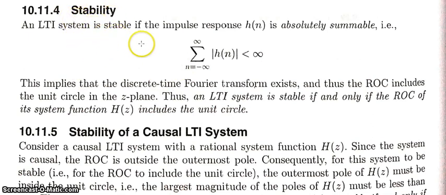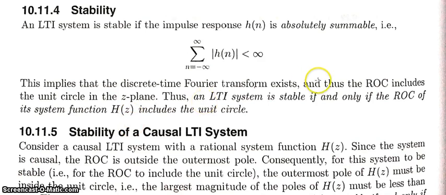An LTI system is stable if the impulse response h of n is absolutely summable, that is, the summation from n equal to minus infinity to infinity of modulus of h of n is less than infinity. This implies that the discrete time Fourier transform exists, and as a result the ROC includes the unit circle in the Z plane. Thus, an LTI system is stable if and only if the ROC of the system function H of Z includes the unit circle.